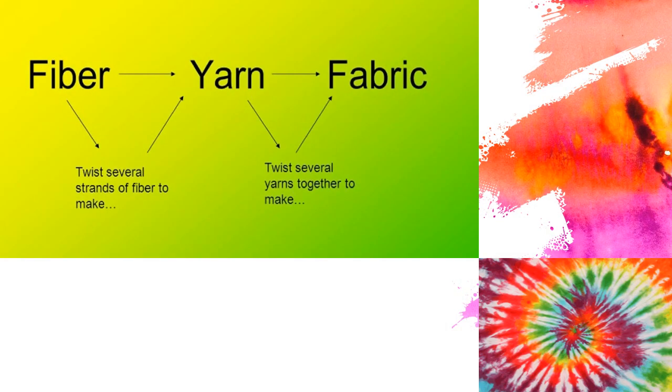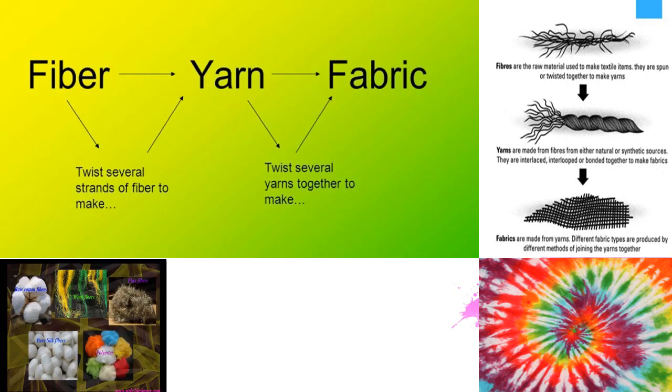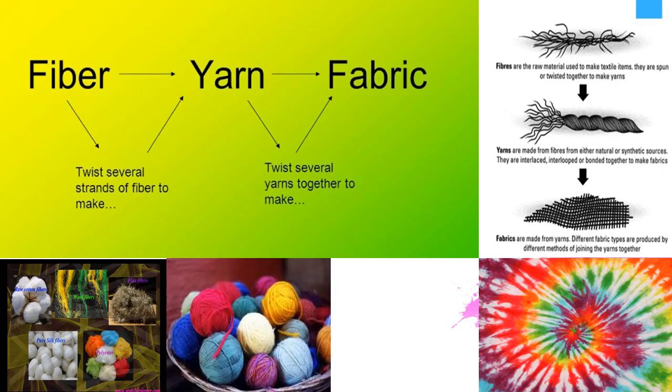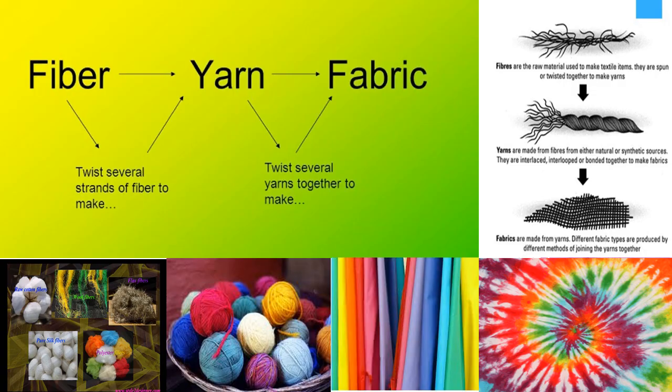Now let us understand fiber to fabric through yarn. Twist several strands of fibers to make a yarn, and twisting several yarns together gives us a fabric. Dyeing can be done at any stage of fiber to fabric. So, fibers can also be dyed, or they can be converted to yarn before dyeing. Also, after knitting them into fabric, they can be dyed.